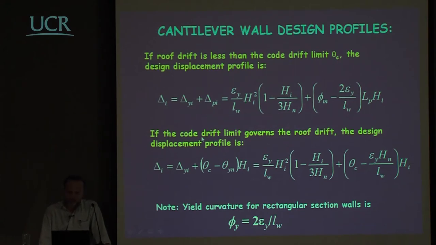On the opposite, if the code drift limit governs the roof drift, then the design profile is different. The part related to the elastic displacement shape is obviously the same, but it is different in the second part of this sum, because in this part here you have the plastic part due to the rotation at the base, while in this part here you have the term which is governed by the limit rotation at the top of the wall.